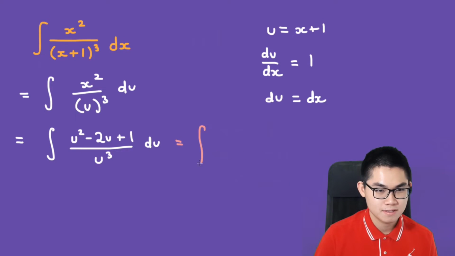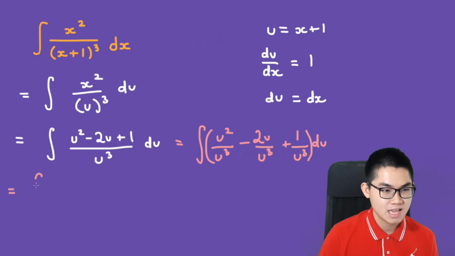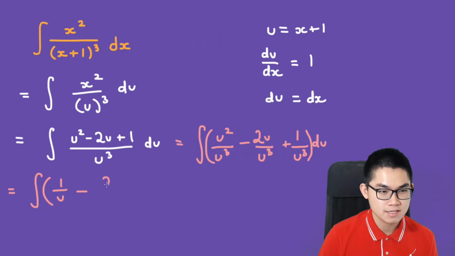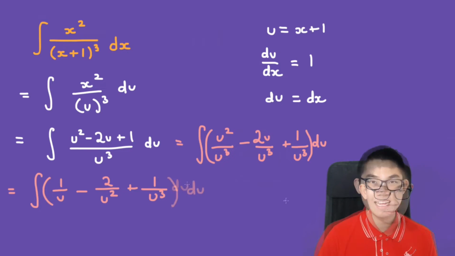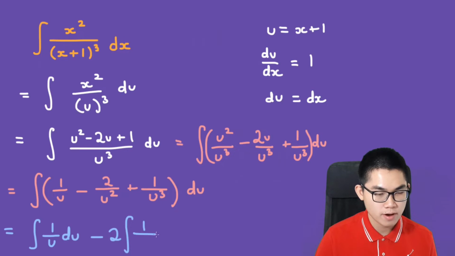This becomes the integral of u to the power of 2 over u to the power of 3 minus 2u over u to the power of 3 plus 1 over u to the power of 3 du. Then we simplify it. So u squared over u to the power of 3 is 1 over u, minus 2u over u to the power of 3 is 2 over u squared, plus 1 over u to the power of 3 du. Then we're going to split the integral apart. So we have the integral of 1 over u du minus 2 times the integral of 1 over u squared du plus the integral of 1 over u to the power of 3 du.